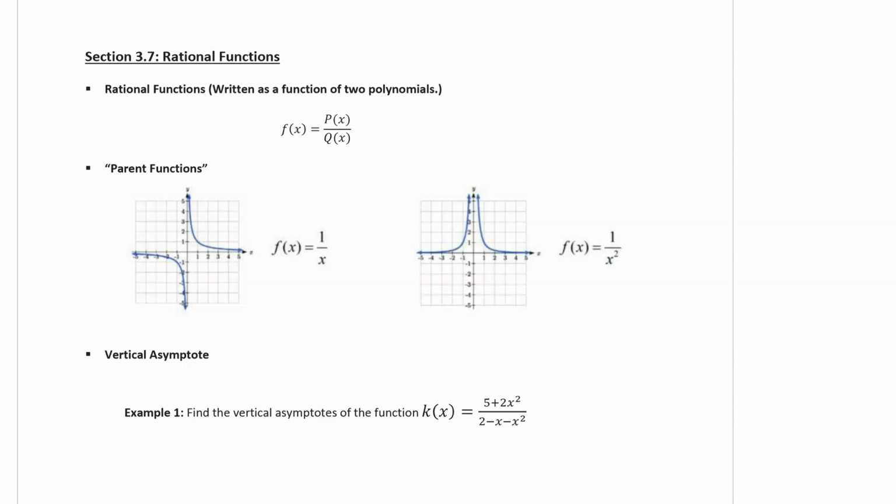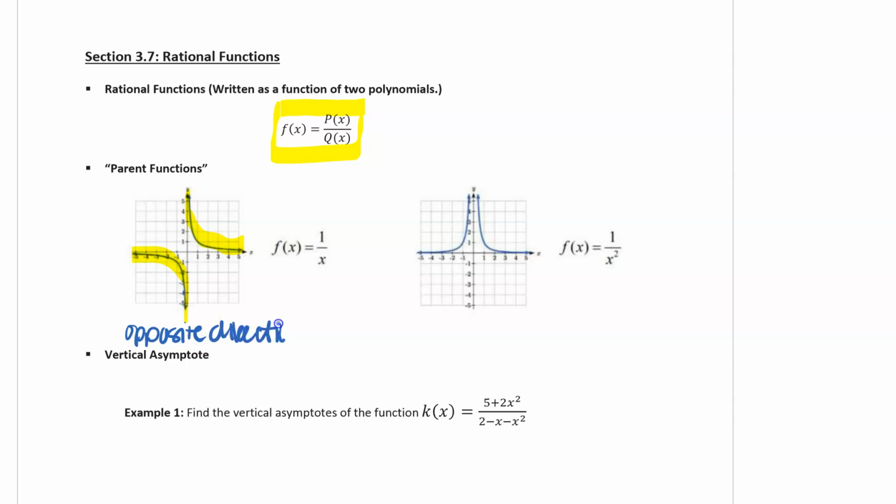3.7, let's look at rational functions. Rational functions are ones that can be written as a function of two polynomials, such as f of x equal to p of x over q of x. If we look at our parent functions that are rational functions, you can see that f of x equal to 1 over x has these two curves here, and that they are moving in opposite directions.